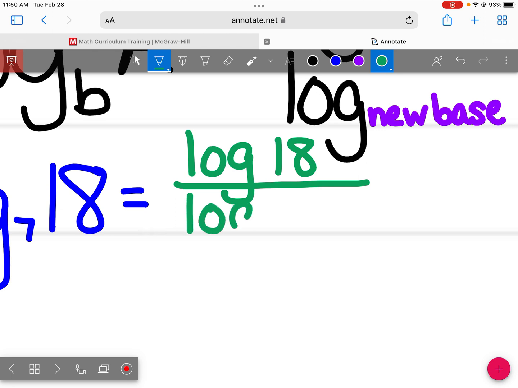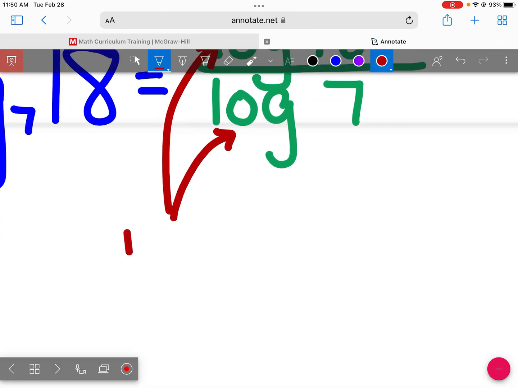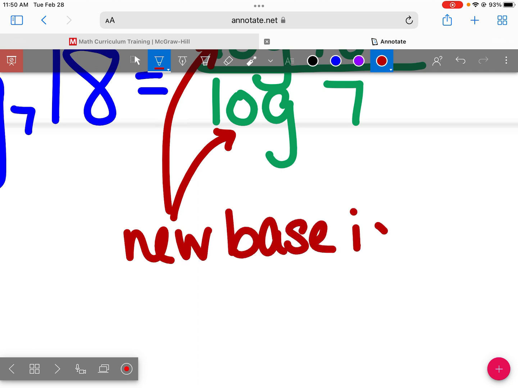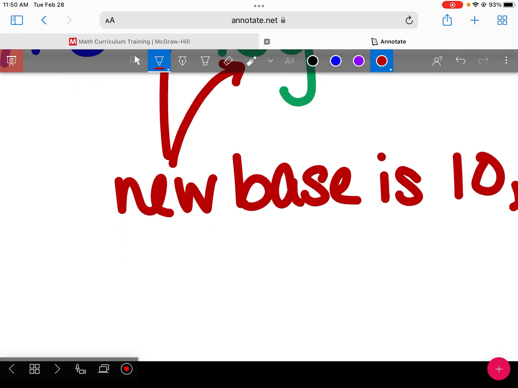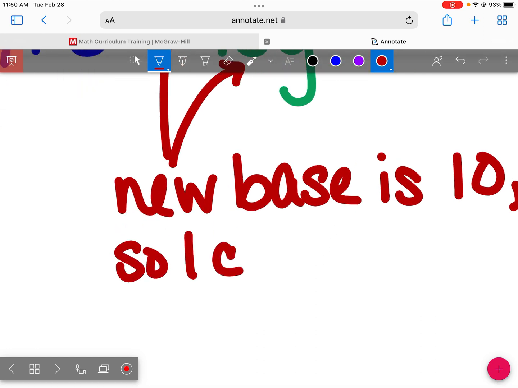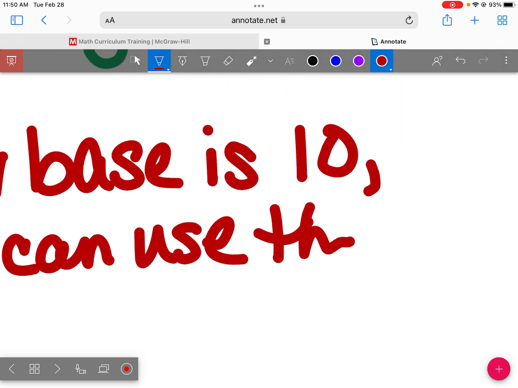Over log of my new base, so log base 10. What would the argument be down here? 7. New base is 10. So I can use the button on my calculator.